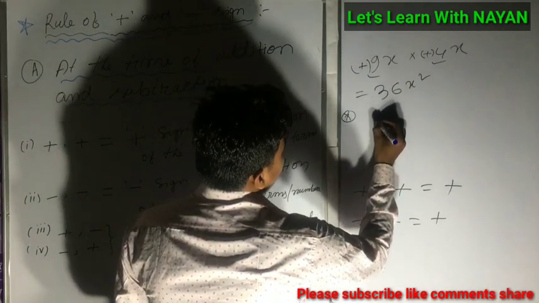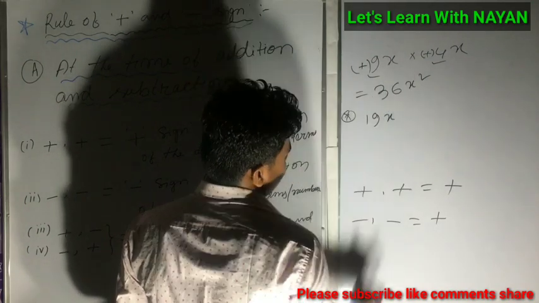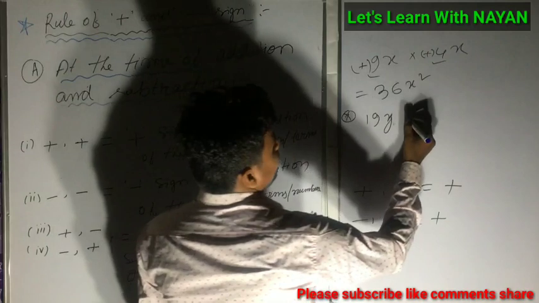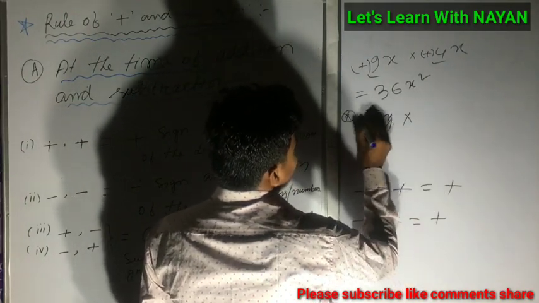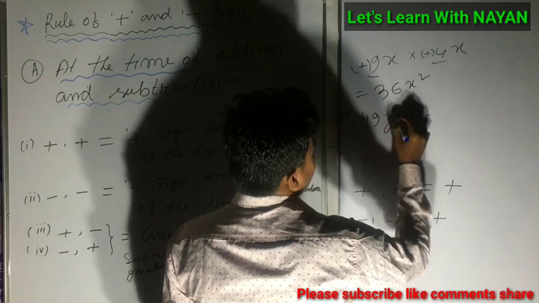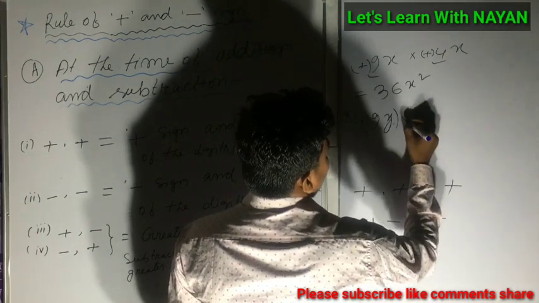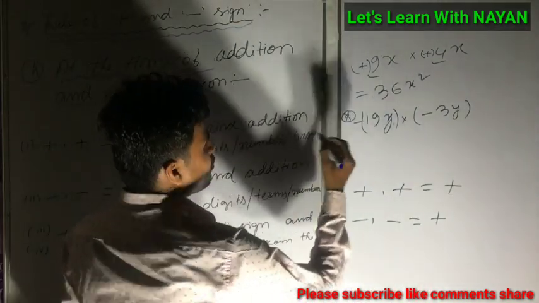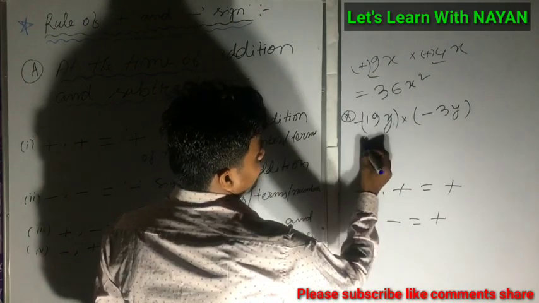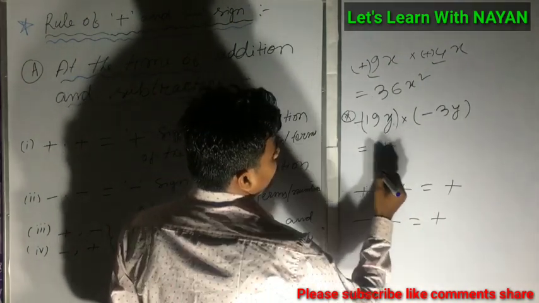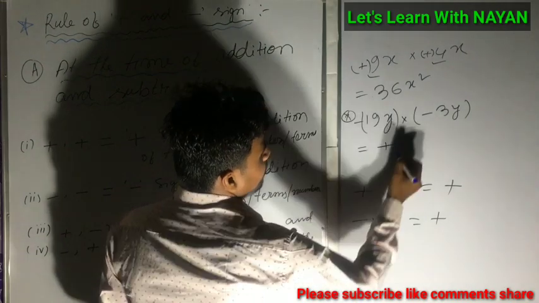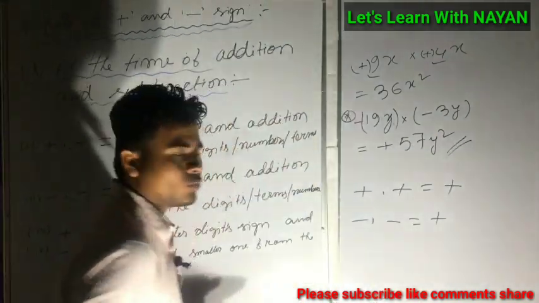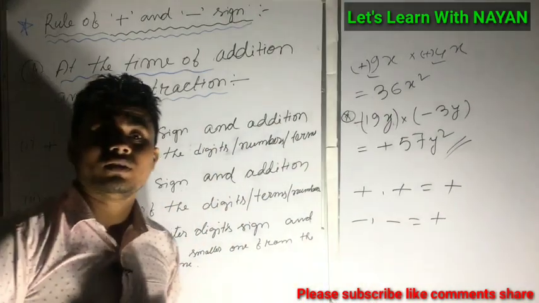Okay, so I am taking one more example. See this 19y, or x or z, whatever you want to write, into minus 3y. There is minus, and also minus, minus minus becomes plus sign. So 19 into 3 is 57, and y into y is y square. Like that we will apply this formula in our mathematics.